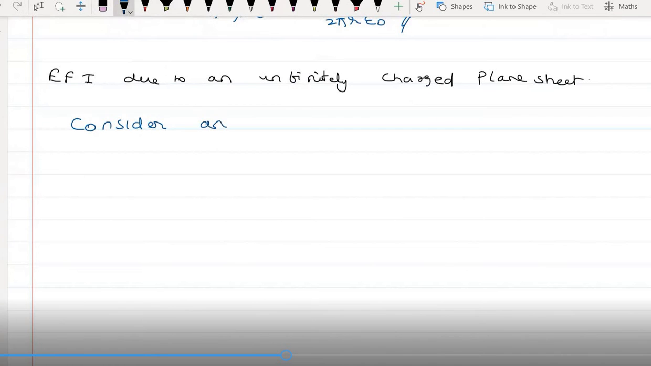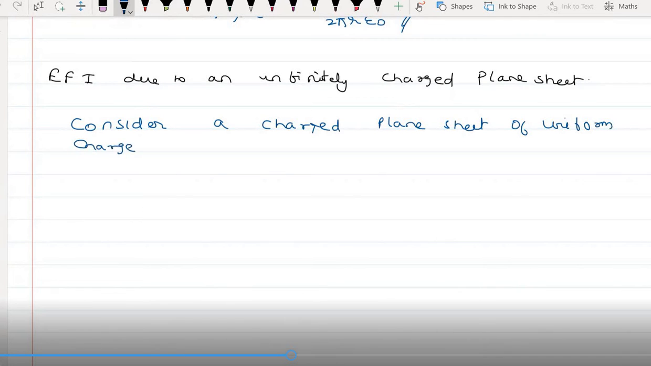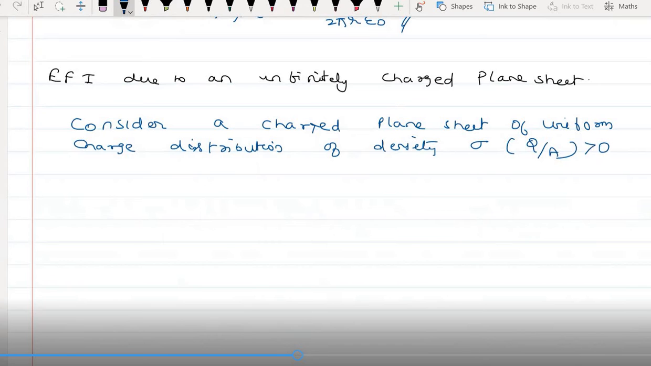So consider a plane sheet, okay? Consider a charged plane sheet of uniform charge. This is the keyword. Non-uniform, we are not considering. Uniform charge distribution of density. What is that value? Sigma. Sigma is given by what? Q by A. Right? Now I am taking positive.